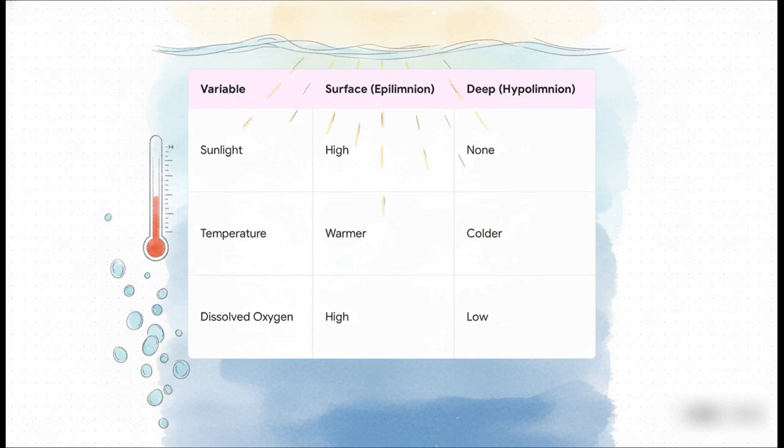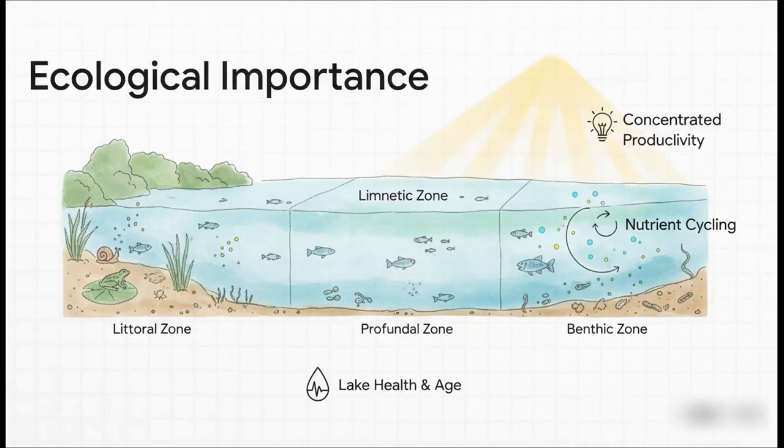It's these powerful environmental gradients that are the entire reason a lake isn't just one big pool of water. They're the forces that build these distinct underwater worlds. And this zonation is ecologically vital. It creates this huge variety of habitats, which allows so many different types of organisms to coexist. It concentrates all the sun-powered productivity in those upper layers, and it establishes the deep zones as the critical recycling center. By understanding these zones, we can actually read the story of a lake's health and its age.